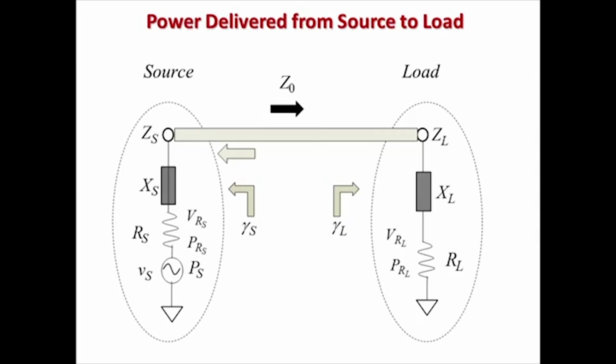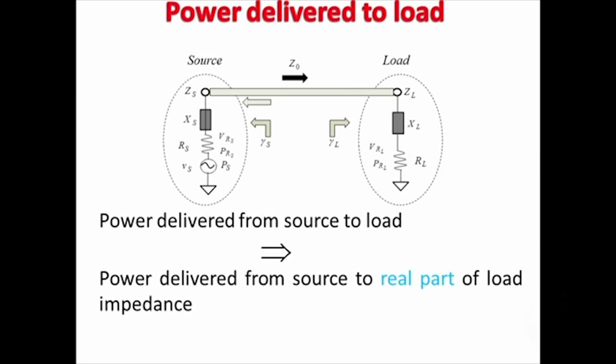That is why let us see what happens. So, try to consider that the power from the source is getting delivered to the load. Here I want to clarify one point, that when we say power delivered from source to load, basically we mean power delivered from source to the real part of the load impedance. That means, basically the power that we deliver to the RL of the load.